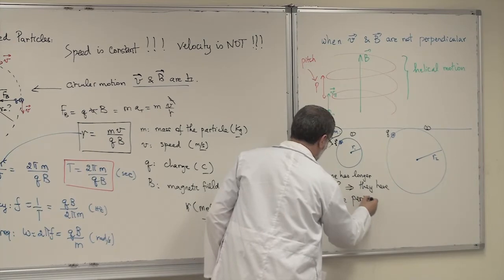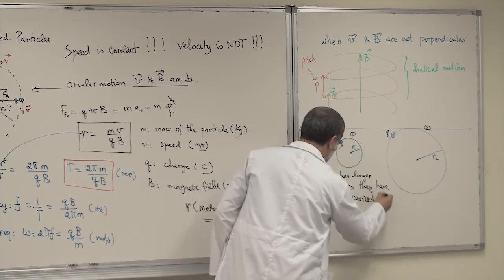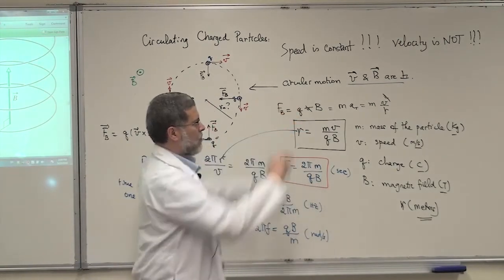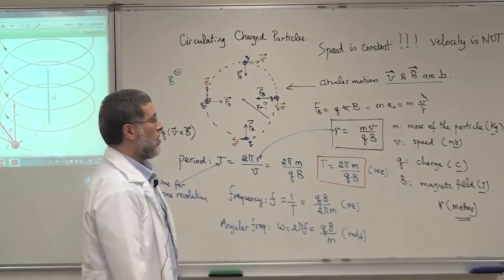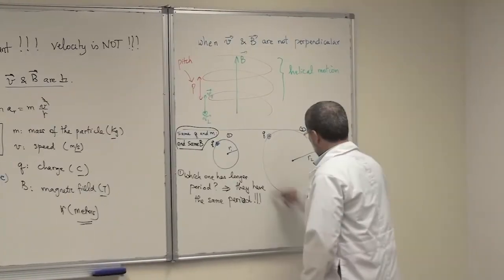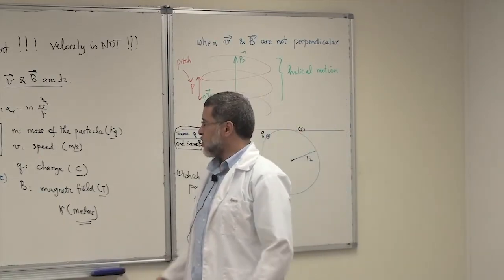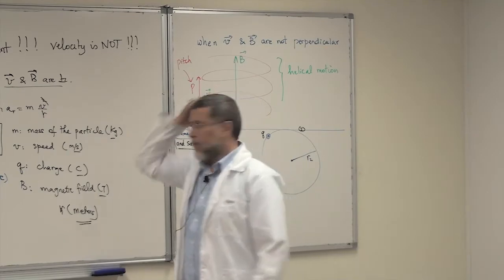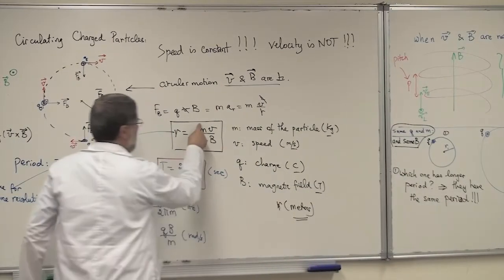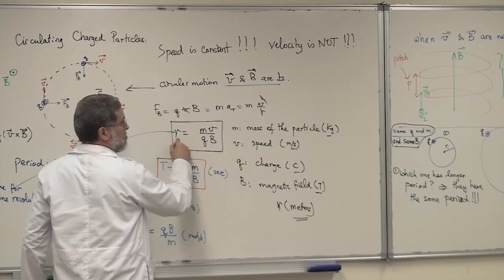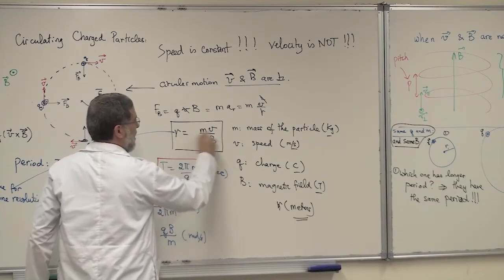Okay, that's the point. Why is that? They have the same period because they have the same charge, the same mass, and the same B. They are in the same magnetic field. Okay, so they have the same period. How come if they have the same period, and this is moving a longer distance, they don't have the same velocity or speed? So which one has a higher speed? If you look here, since they have the same mass, same charge, and same B, the one which has bigger radius will have higher speed.